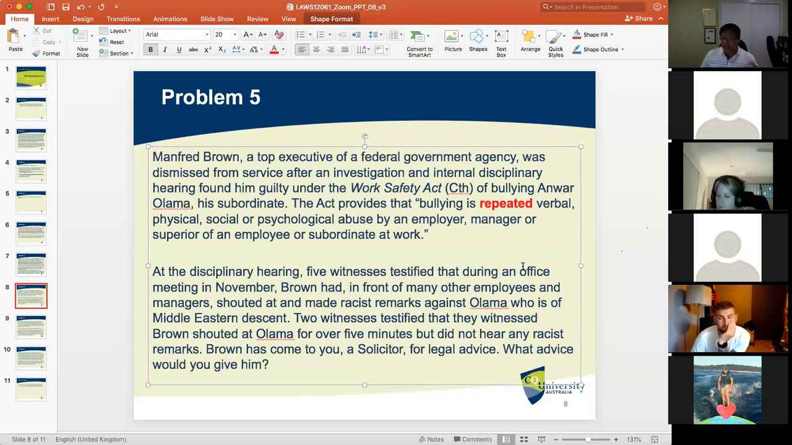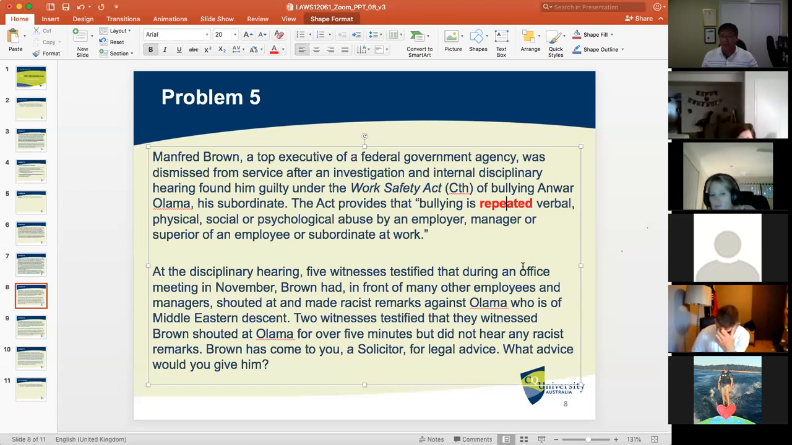And we know under Section 5.3 of the ADJR Act that when there is a jurisdictional fact that is required by law to be made, and there is no evidence that that jurisdictional fact exists, then in that case, there is a ground for judicial review. So my advice here would be that there is a ground for judicial review because a jurisdictional fact required by the enactment has not been met. There is no evidence of the existence of the jurisdictional fact, which was repeated verbal, physical, social abuse. So the answer is yes, there is a ground for judicial review.